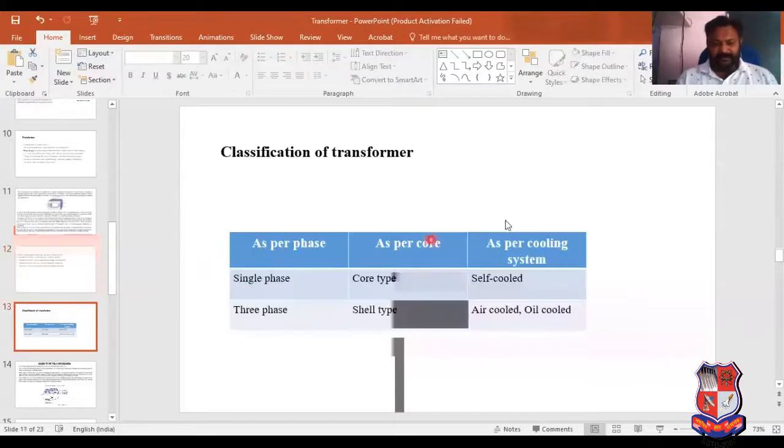Now, classification of transformer. If we classify transformers, we can say single phase or three phase according to phase. As per core, we can say core type or shell type. As per cooling system, self-cooled, air-cooled, oil-cooled, etc. According to operation, it may be of measuring type, protective type, then power transformer, etc. Here we have seen three types of classifications.